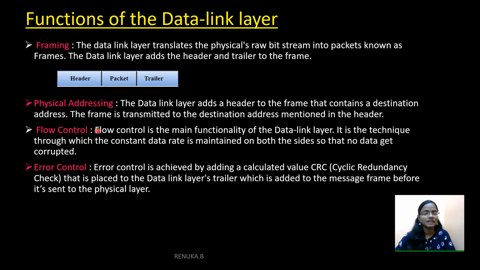Next is flow control. It is the main functionality of the data link layer. It is a technique through which a constant data rate is maintained on both sides so that no data gets corrupted. The next is error control. Error control is achieved by adding the CRC value, that is the cyclic redundancy check value, which is placed in the data link layer's trailer, which is added to the message frame before it gets sent to the next layer known as the physical layer, that is the first layer. And if any error occurs, then the receiver sends an acknowledgement for the retransmission of the corrected frame.